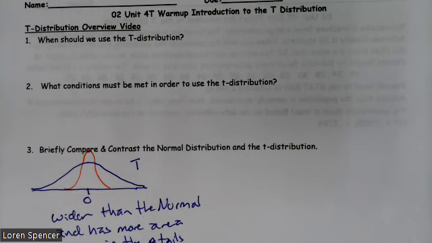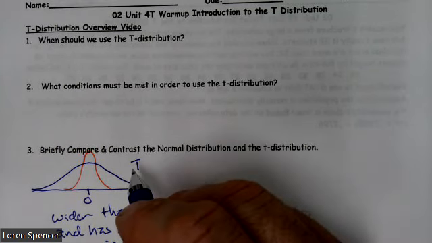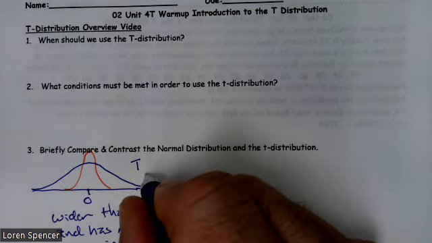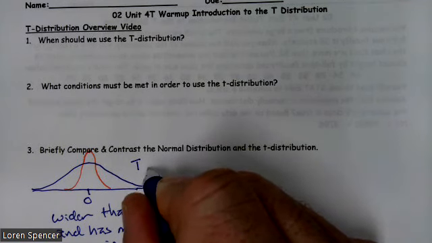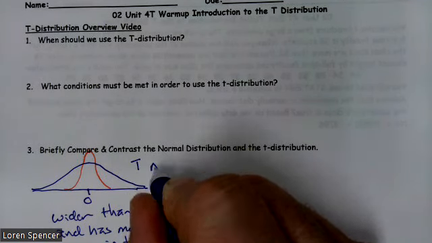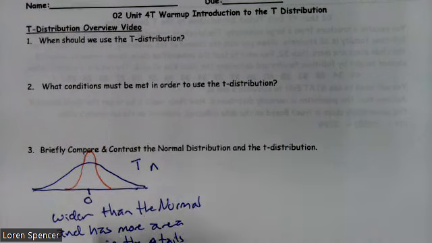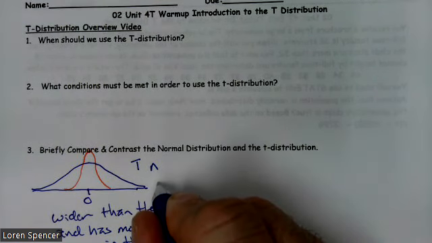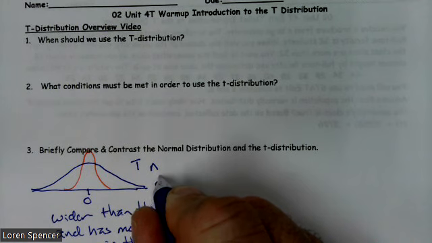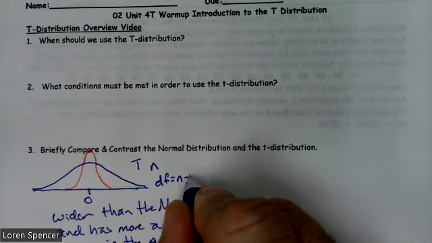Now, something else about the T: there's a different T distribution for every sample size. So for every single sample size, there's a different T distribution. We like to talk about that as a different distribution for every degree of freedom, and degrees of freedom is n-1.